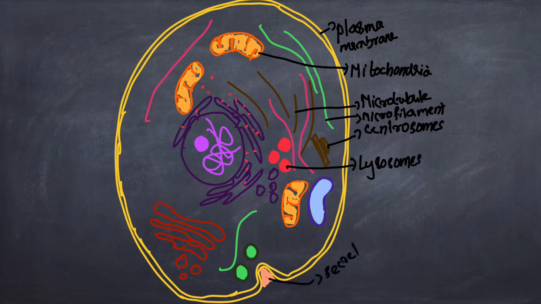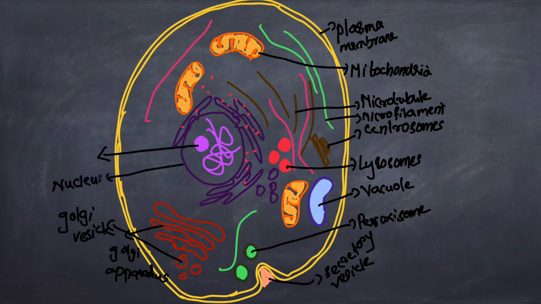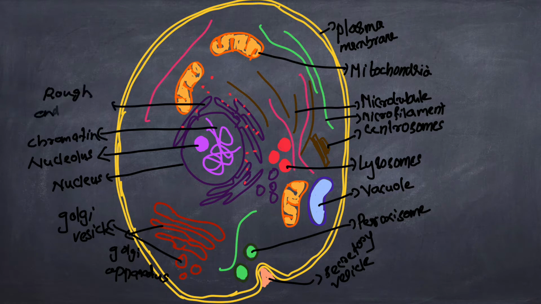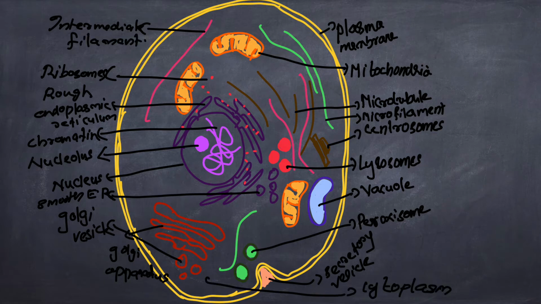Then secretory vesicles. After that peroxisomes. Then vacuoles. Then Golgi apparatus. After that Golgi vesicles. Then we can draw nucleus. Inside the nucleus you can see nucleolus and chromatin. And next we are going to draw rough endoplasmic reticulum. After that ribosomes. Then we have to draw smooth endoplasmic reticulum. After that intermediate filament. And finally cytoplasm.